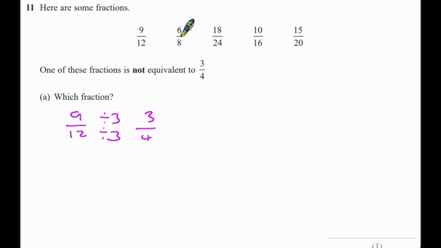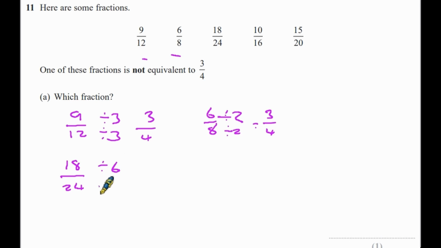The same is true of 6 and 8. If we divide 6 and 8 both by 2, divide the top and the bottom by 2, again we will get 3/4. So that one is not our answer. 18 divided by 24, again simplifying whichever way you feel more comfortable, but in fact if you divide them both by 6, the top and the bottom, we get 3/4. Therefore it's not that one.